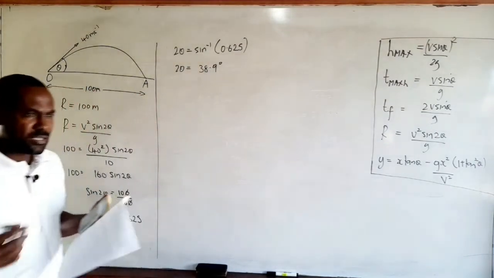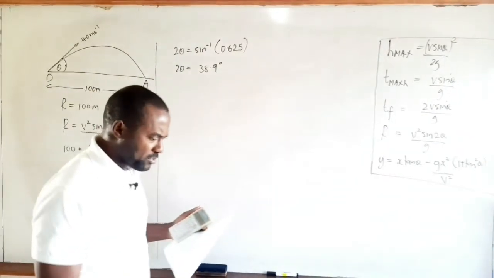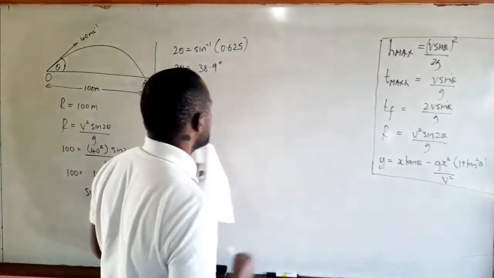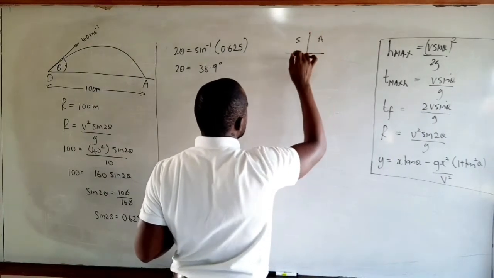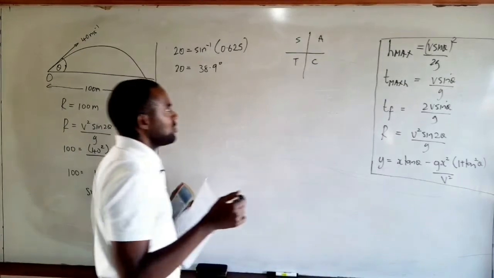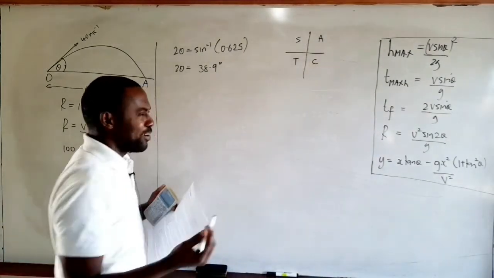But is that the only possible value for that angle 2 theta? No. If you remember from trigonometry, then we should know basically the ASTC rule: all school teachers cuss, or all school teachers care.